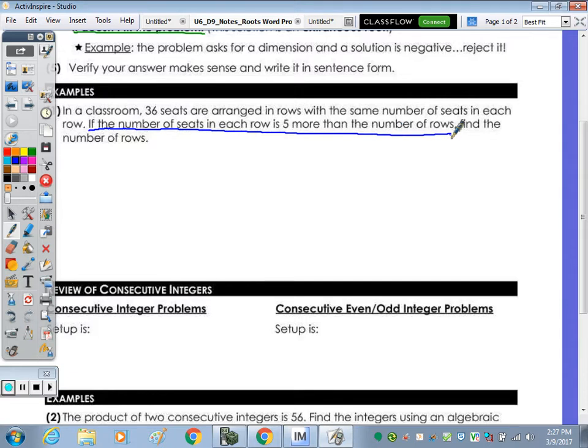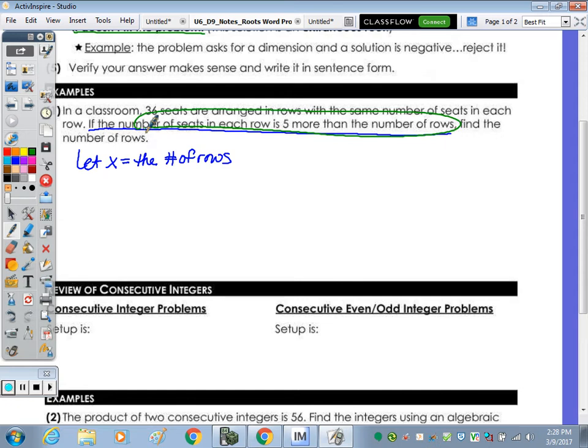It says the number of seats in each row is 5 more than the number of rows. So they start to tell you how many seats you have, but do you know the number of rows that you have? No. So let's let x equal the number of rows. Then this part here, the number of seats is 5 more than the number of rows. Algebraically, what would be that let statement for the number of seats?